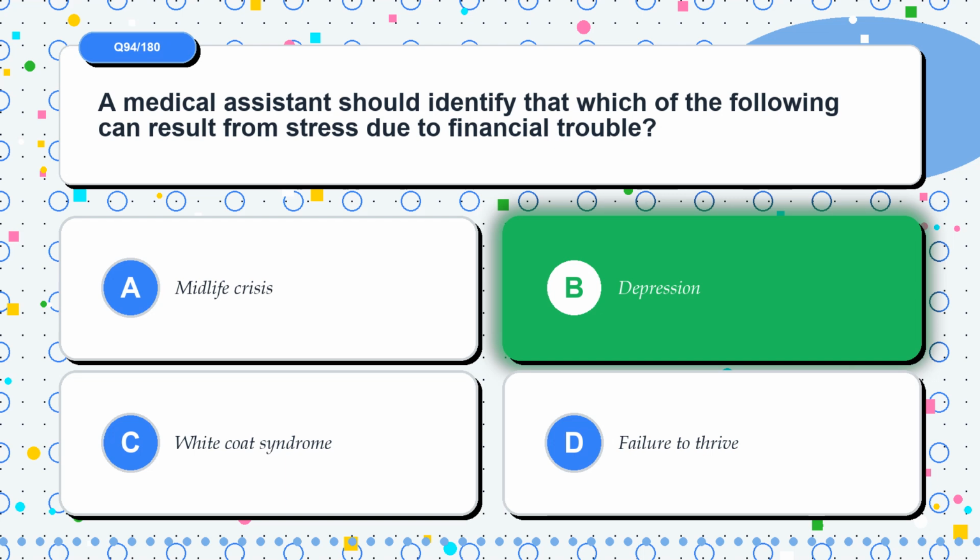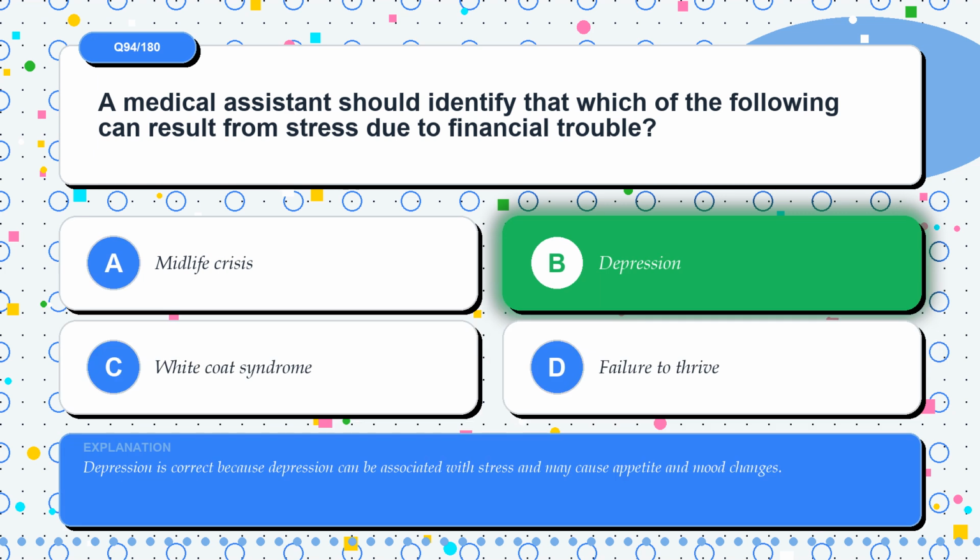The correct answer is option B, depression. Depression is correct because depression can be associated with stress and may cause appetite and mood changes.